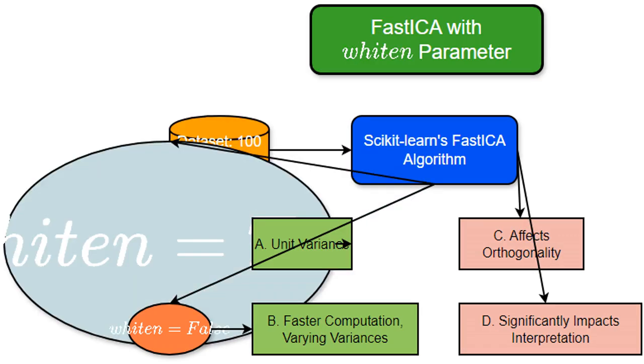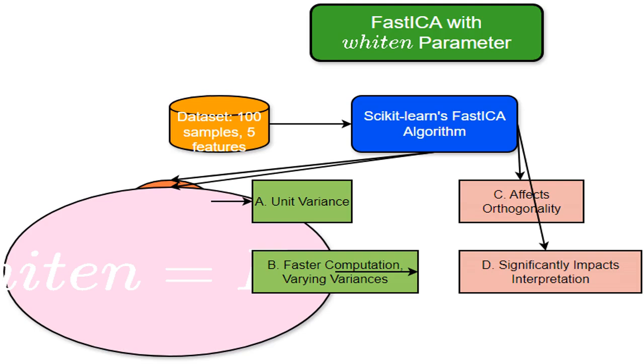When I set WHITEN to TRUE, I'm telling the algorithm to first standardize my data. This means that the data will be centered around 0 mean, and each feature will have a variance of 1. This standardization step affects the final independent components. If I set WHITEN to FALSE, I'm skipping the data standardization. The algorithm will process the data as it is, with whatever means and variances it has. This often makes the calculation faster, but the resulting independent components might not have unit variance.